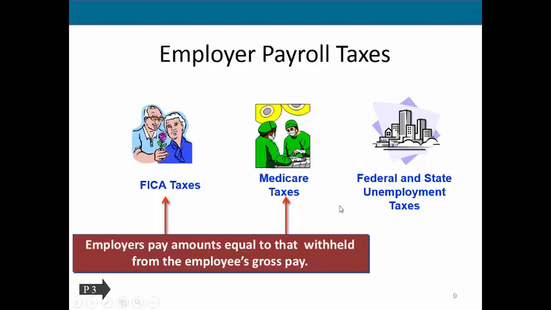So we talked about FICA already. We have Social Security and Medicare. Remember, both the employee and the employer pay these, and they pay the same exact amount, so those percentages are going to be the same.